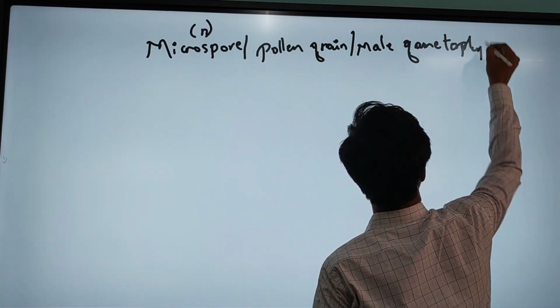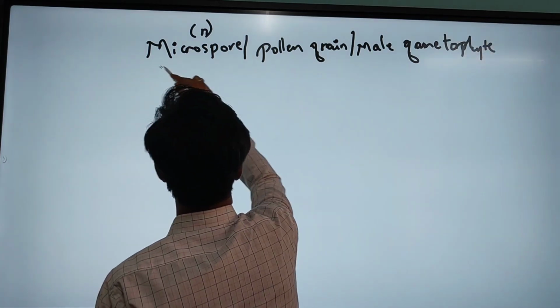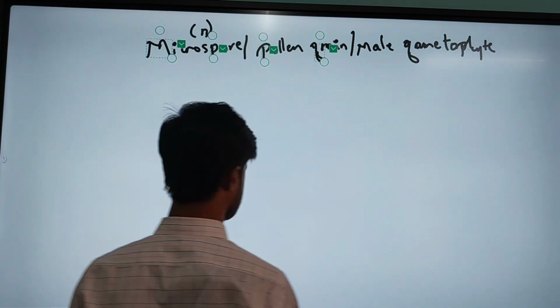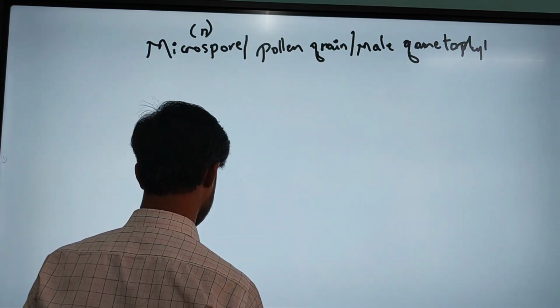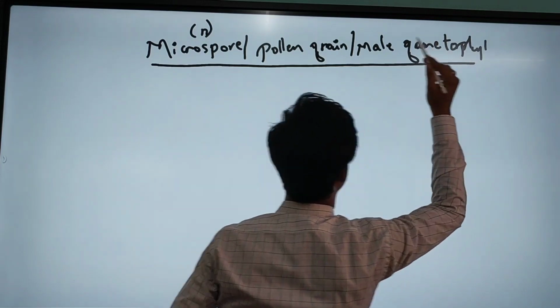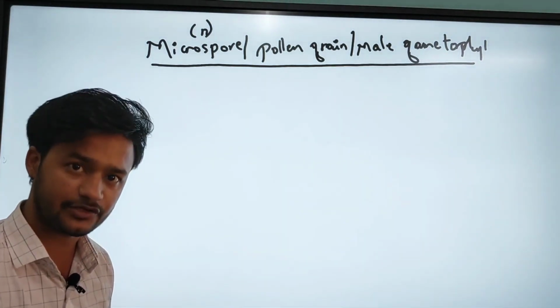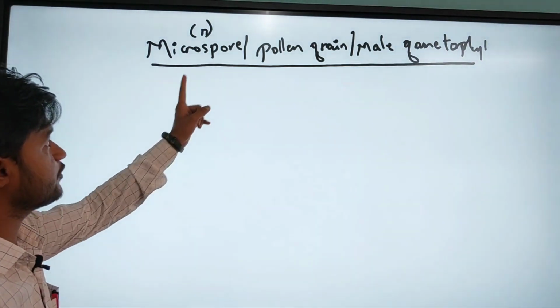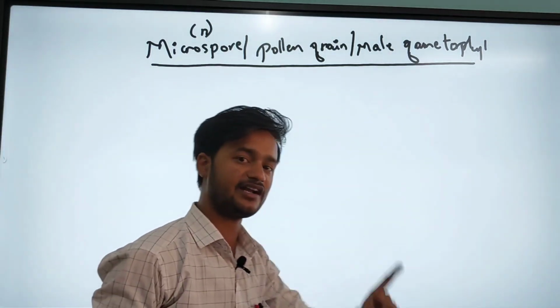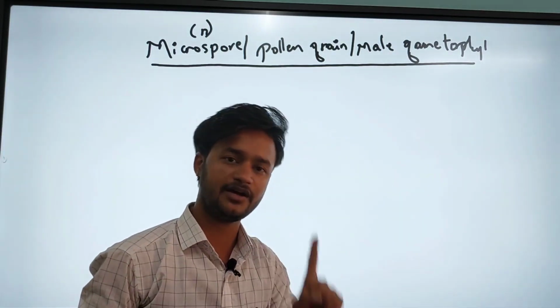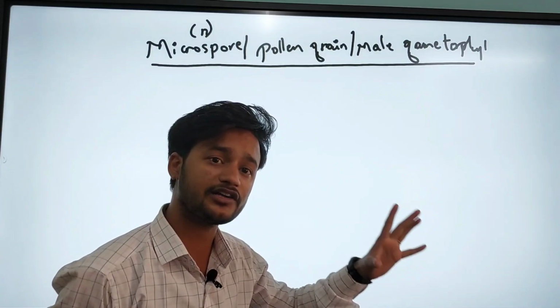Microspore is one, pollen grain is one, male gametophyte is one, right? So are the microspore, pollen grain and male gametophyte haploid or diploid in nature? Haploid in nature, because they are the product of meiosis.